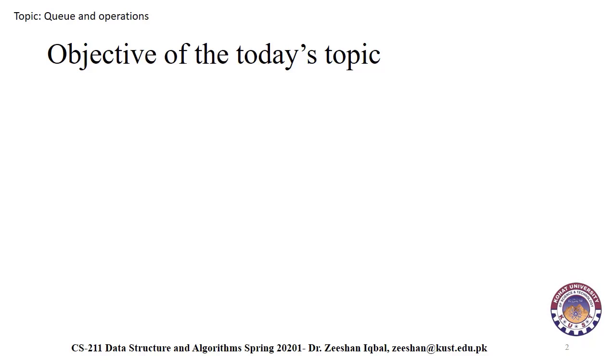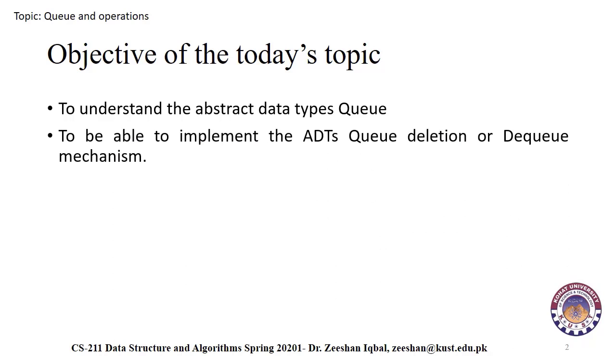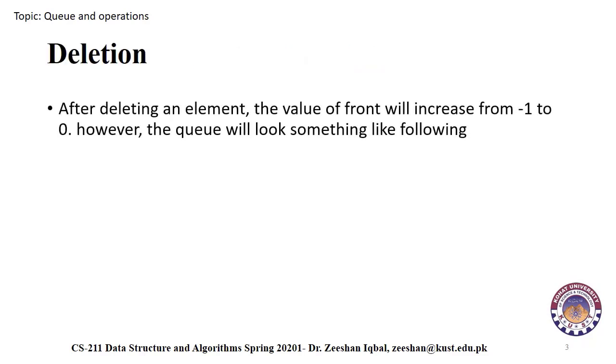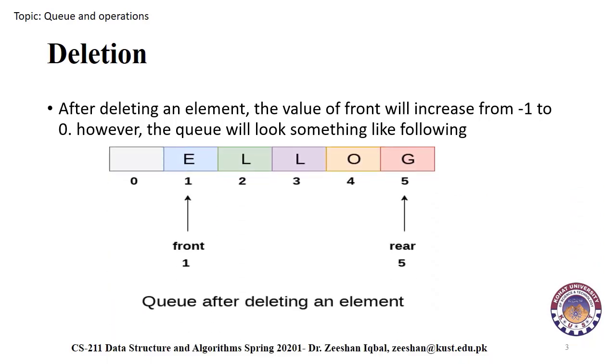So the objective of the lecture includes to understand the abstract data type queue mechanism and to be able to implement the abstract data type queue deletion or dequeuing mechanism. In deletion of a queue, the value of front will be increased every time. After deleting an element, the value of front will be increased from -1 to 0 as shown in the diagram. However, the queue will look something like the following. As we can see, front is increased to 1 while the rear remains the same as 5.